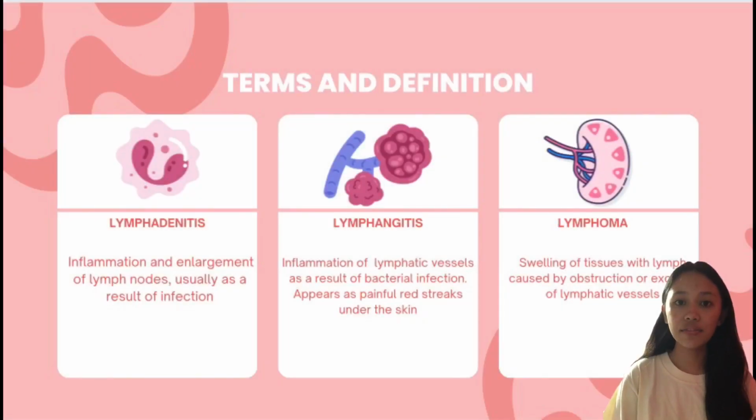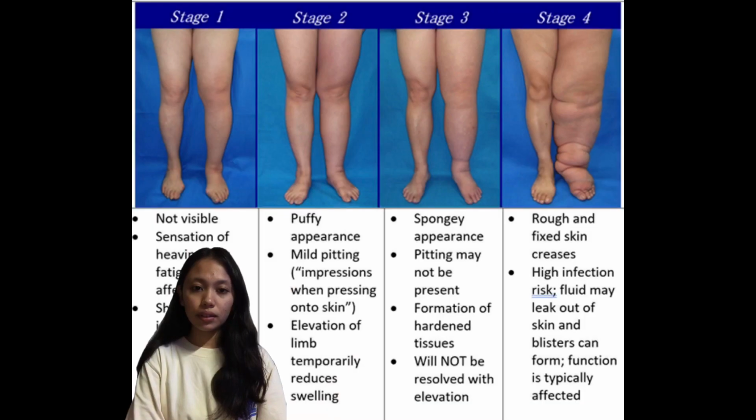Next is lymphedema. It refers to the swelling of tissues with lymph caused by obstruction or excision of lymphatic vessels. Lymphedema is swelling due to a buildup of lymph fluid in the body. Lymph nodes act like a drain in your sink. If the drain is clogged, the fluid cannot drain. It usually happens in the arms or legs, but can occur in other parts of the body.